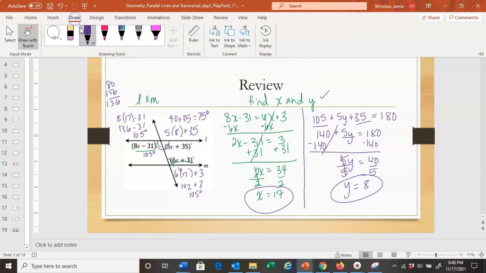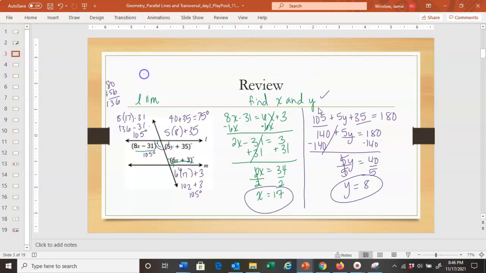I wonder how many of you noticed that we actually didn't have to do all of this. We could have just done 180 minus 105, right? Because we know these two add up to 180, so this would have given us 75. We still would have to find y. So you could say this equals 75 and solve for y. So either way that your brain saw it.